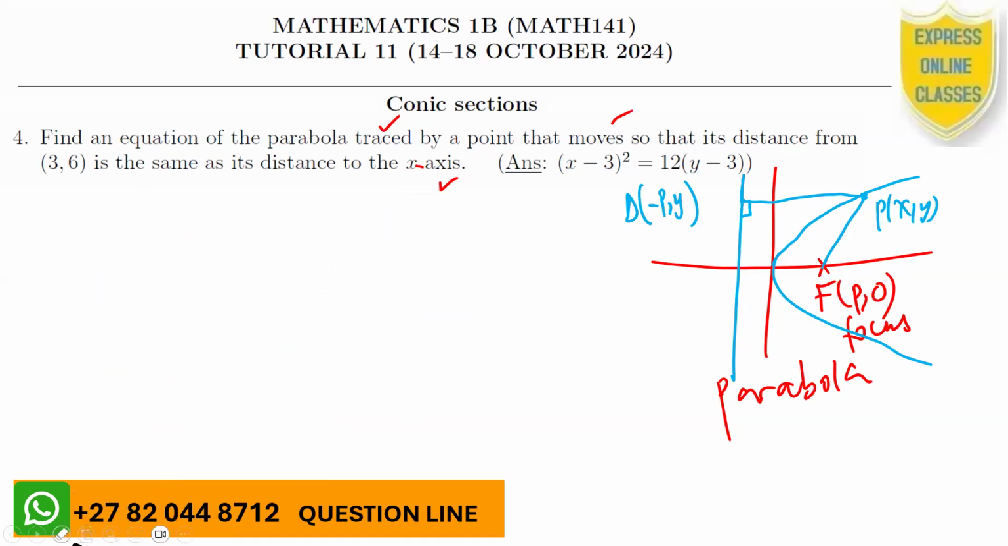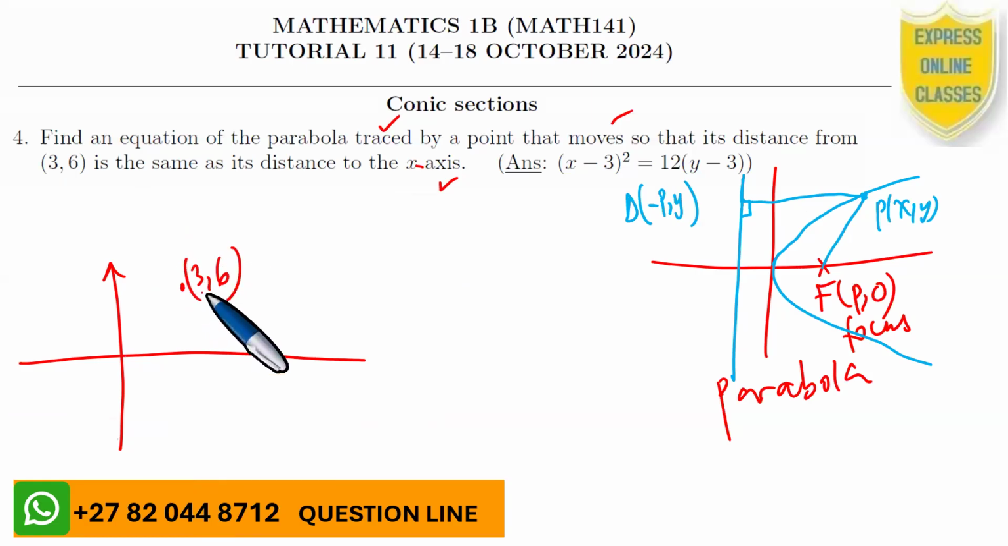Okay, so this is just a rough sketch of the rule we use. We look at (3, 6). Find an equation of the parabola traced by a point that moves so that its distance from (3, 6) is exactly the same as its distance to the x-axis.